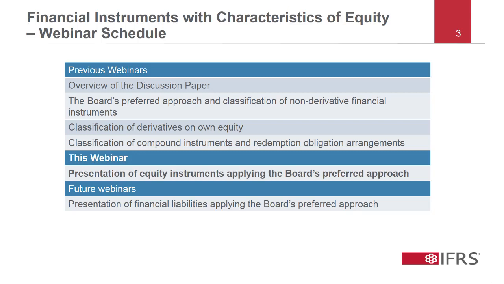For those of you who have been following the webcasts, you will know this is the fifth in the series covering the FICE Discussion Paper. In the previous webcasts, we covered the board's preferred approach to classification of financial instruments. In this webcast, we will discuss the board's preferred approach to presentation of equity instruments. We will discuss how companies issuing more than one type of equity instrument should provide information about how returns are distributed among those equity instruments. In particular, we will focus on attributing total comprehensive income to derivative equity instruments. In the next webcast, we will cover the presentation of financial liabilities.